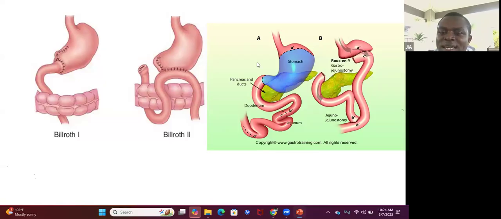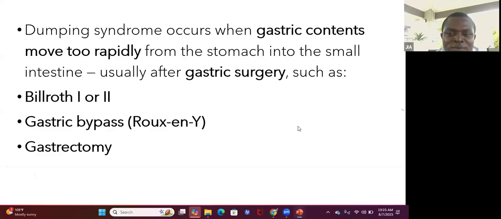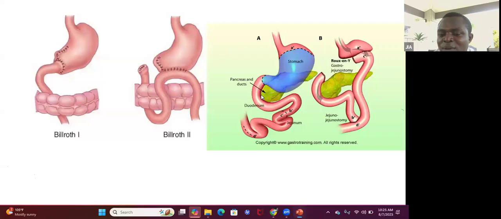At the end of the day, the left-hand side, that's A, is the original one. Then after the surgery, this is how it's going to look. All right. So those things you saw here are what we've talked about there. Not forgetting we are talking about dumping syndrome. In all, it's going to shorten your stomach one way or the other.